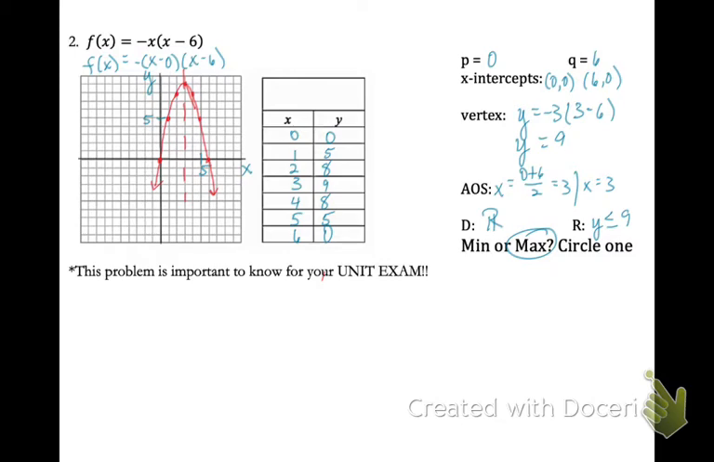So again, just to know for your unit exam, that this equation, when you have it in the form where you don't see a first set of parentheses, it's been simplified. So that means that I can hold this negative out, that our p value technically is 0.